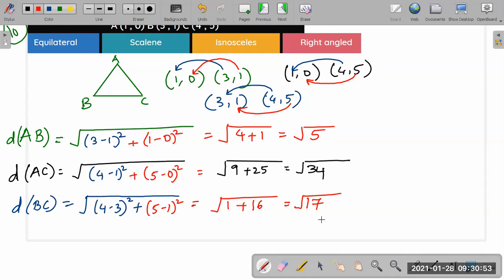Don't be in a hurry just by comparing this. You should also check if it's a right-angle triangle, that is, c squared equals a squared plus b squared, where c is the longest side. Check if the square of the highest one, root of 34, is equal to the sum of the squares of the other two, root of 5 and root of 17. Let's see how many of you have got it.